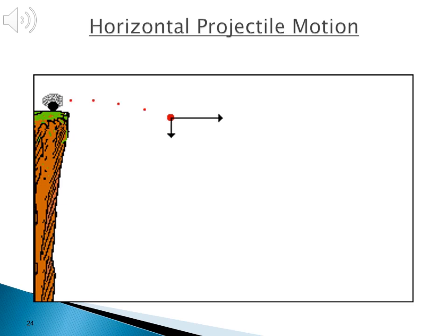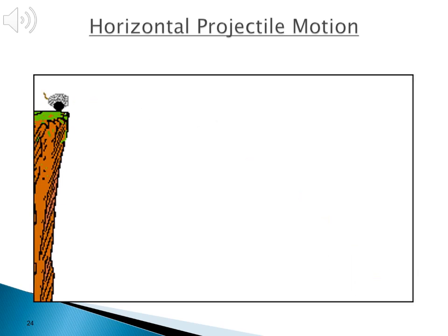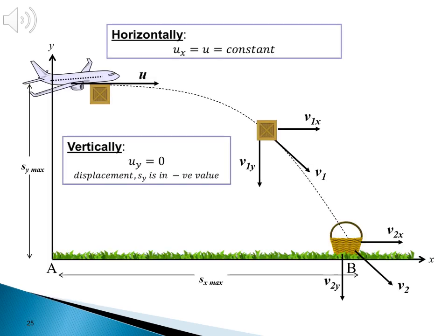Here is the illustration of horizontal projectile motion, which is half of a projectile. The slide shows how the horizontal projectile works. Note that Uy is equal to 0 and the displacement is always negative in value.